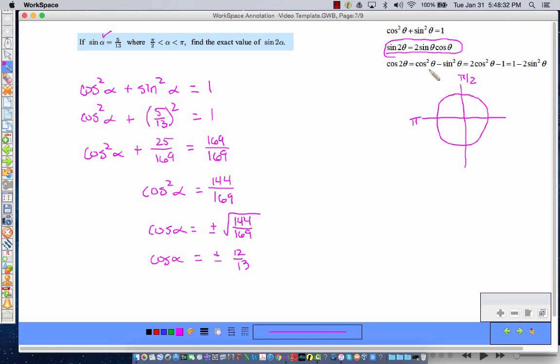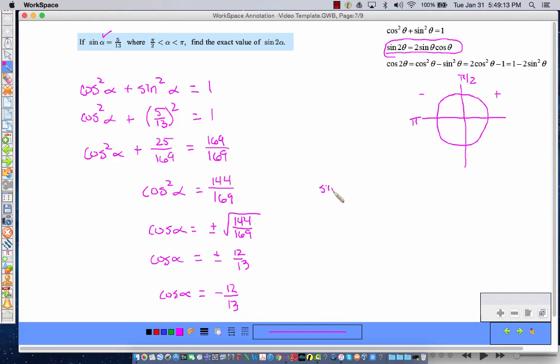Okay, but we have a restriction here. Alpha is between pi over 2 and pi. And I have a positive 12 over 13 and a negative 12 over 13. Well, we know that cosine is positive in quadrant 1 and is negative in quadrant 2. So therefore, we throw out the positive one, and because of these restrictions, that we're between pi over 2 and pi, and cosine is negative, I know it must be that cosine alpha is equal to, I'm sorry, negative 12 over 13.